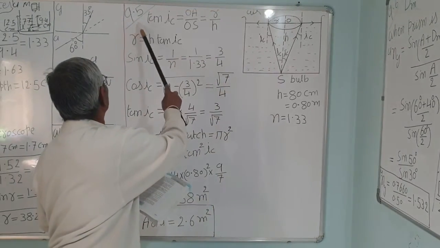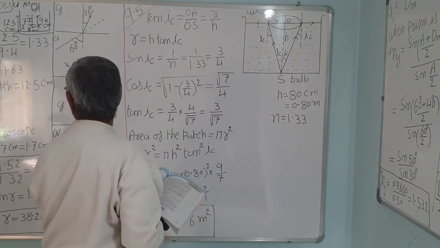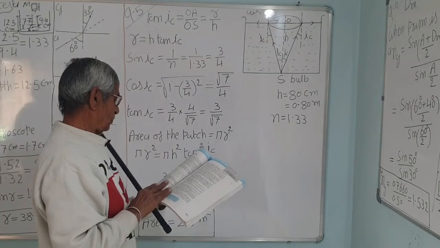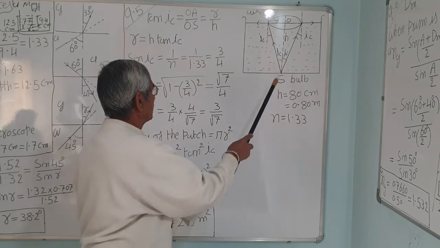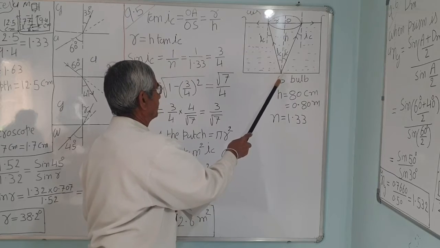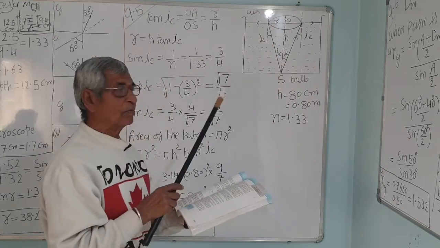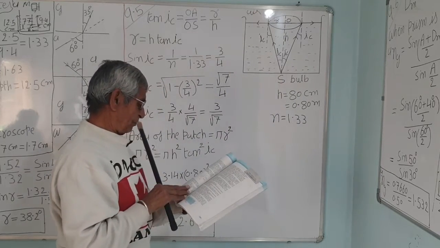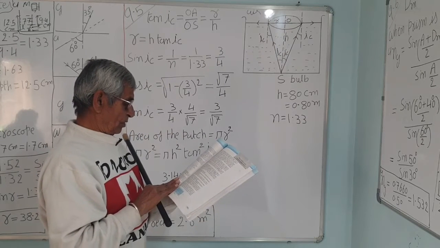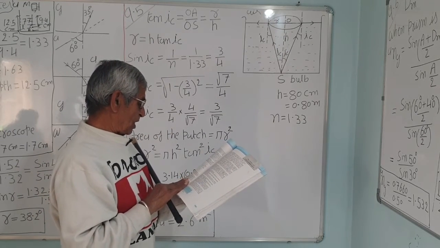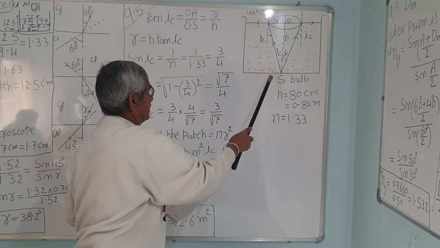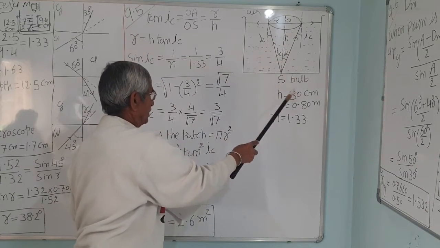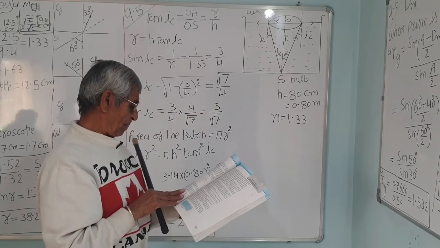So question number 9.5 on the same page, that is page number 244. Correct. A small bulb is placed at the bottom of a tank. This is a small bulb I have shown as a point S, a bulb at the bottom of a tank containing water to the depth of 80 centimeter. The depth of the water is 80 centimeter. H is 80 centimeter, 0.8 meter.